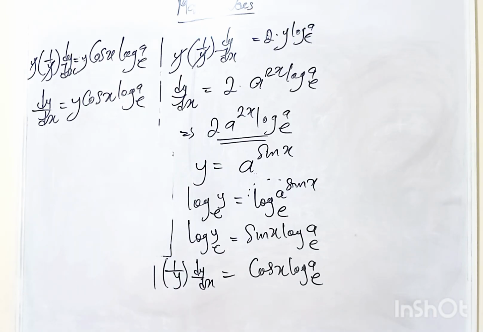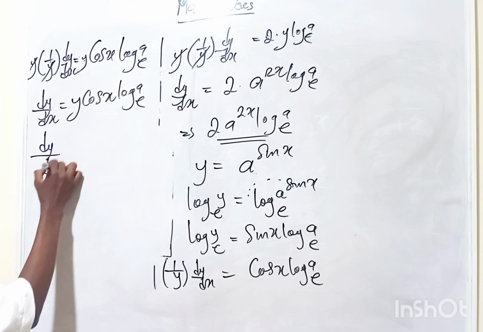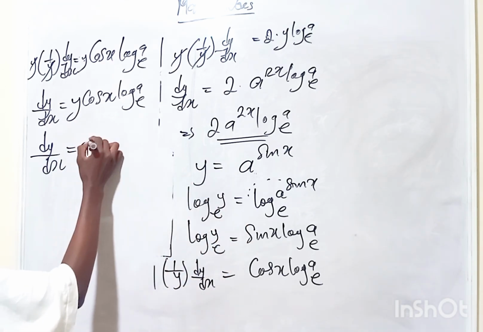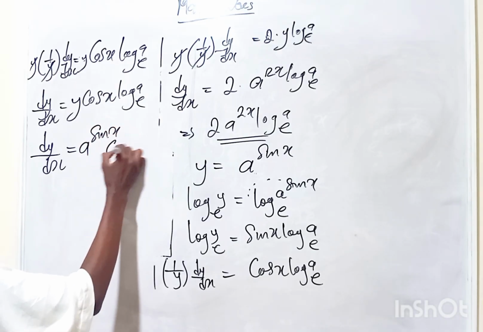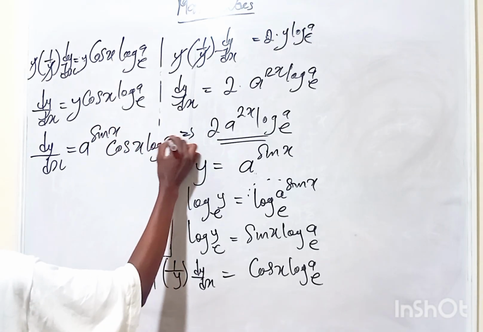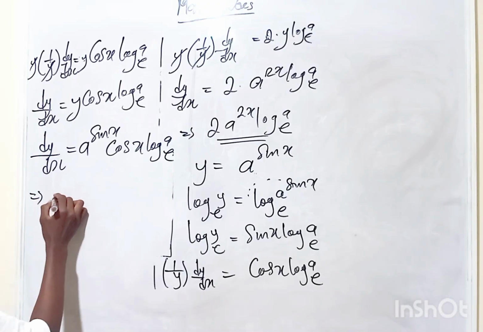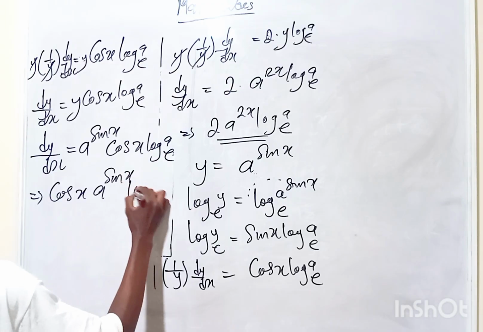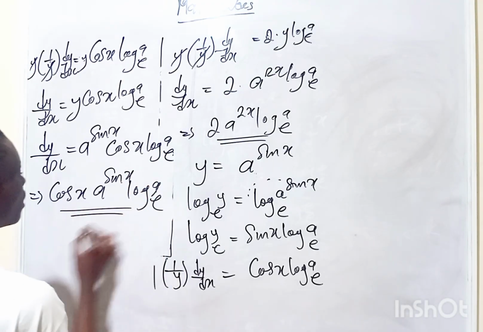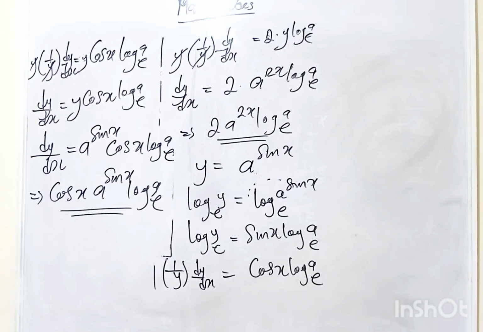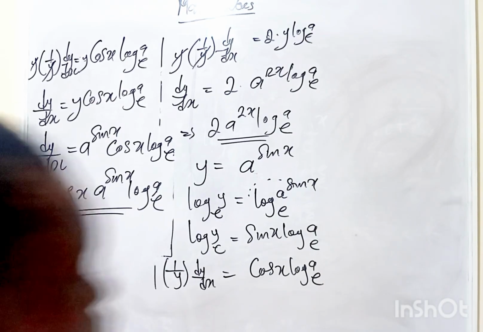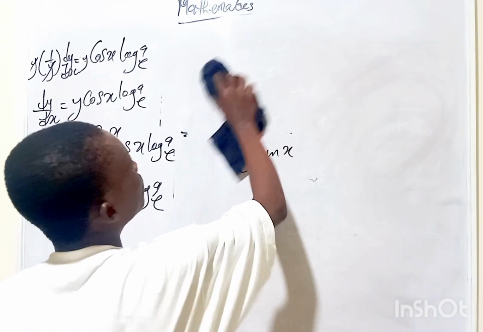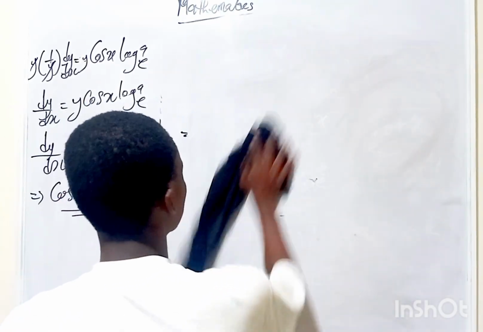All right, so from here we know that dy by dx equals, our y was what? a raised to sine x, times cos x log a base e. So our final answer becomes cos x a raised to sine x log a base e, and this is our final answer. All right, let's take the next question.